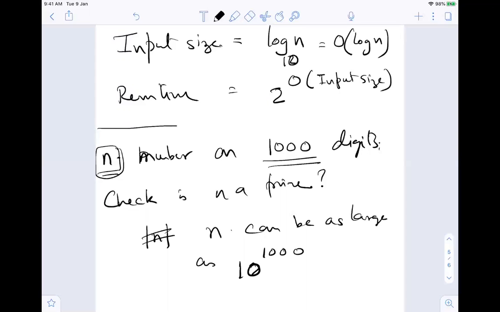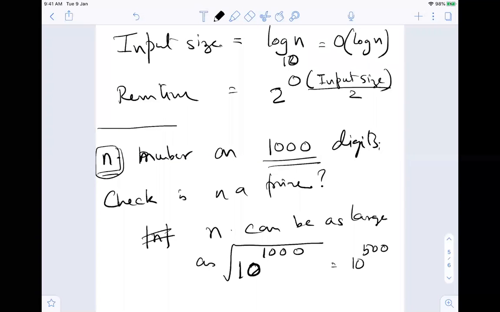We can take up to root n. Fine, root of this, how much is that? 10 to the power 500. Is 10 to the power 500 an easy job? So you will basically say, okay, root of this will be 2 to the power order input size by 2. It is still exponential, and more importantly, it is impossible.